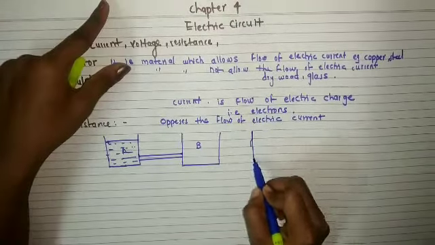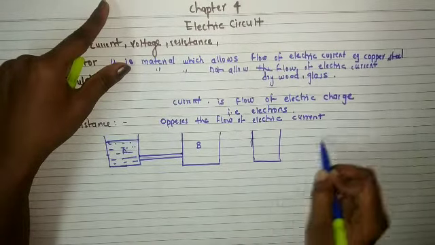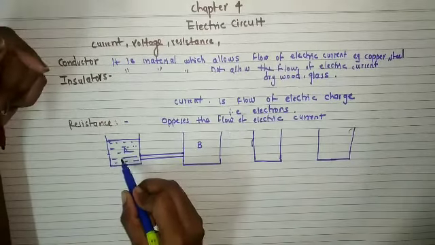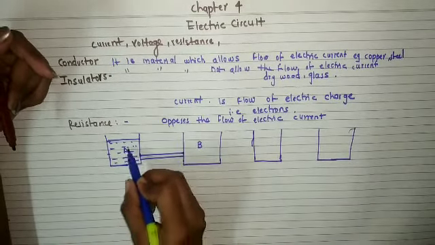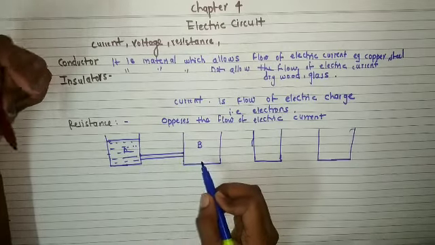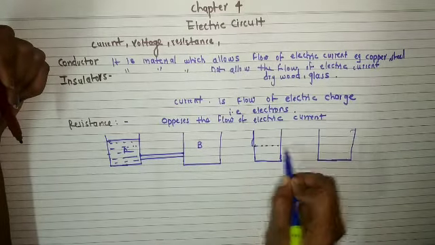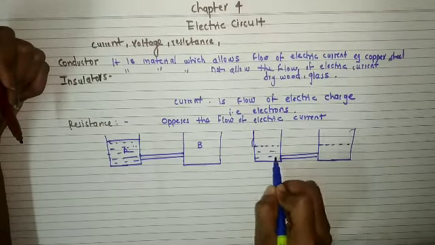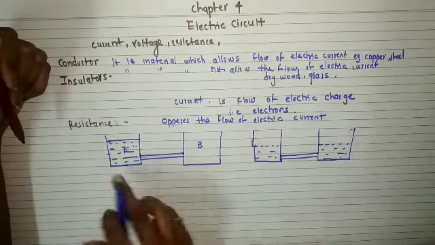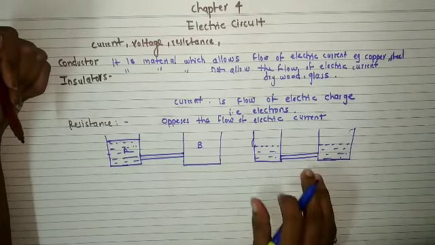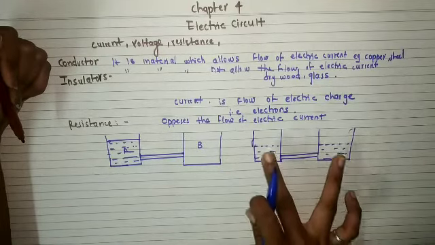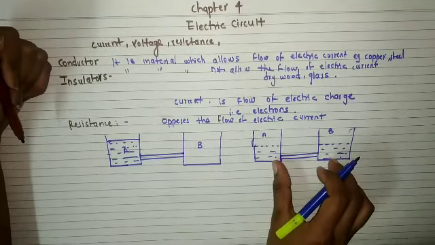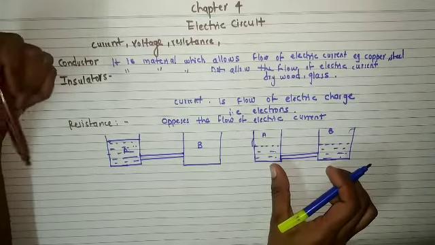So this will show you that the water will flow through this pipe from vessel A to vessel B till the water levels in both the vessels become the same. So this is the basic concept.